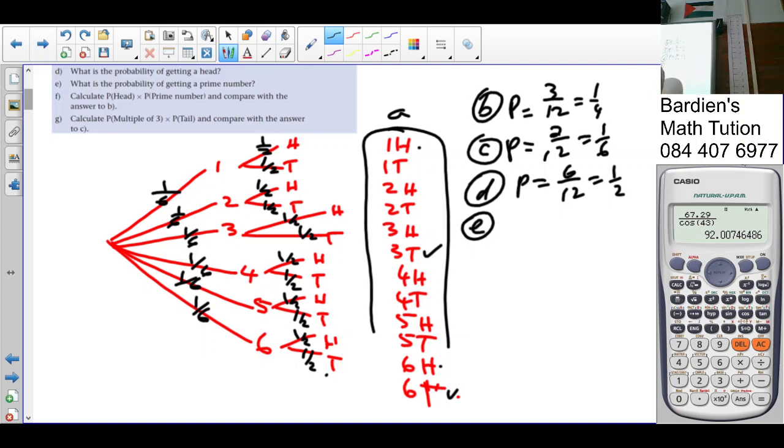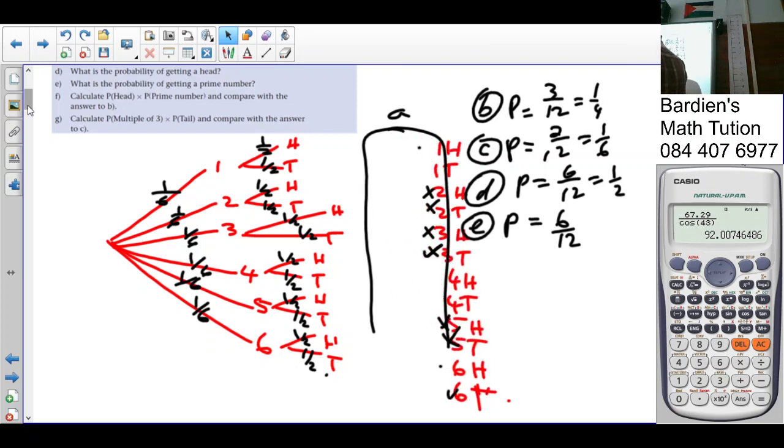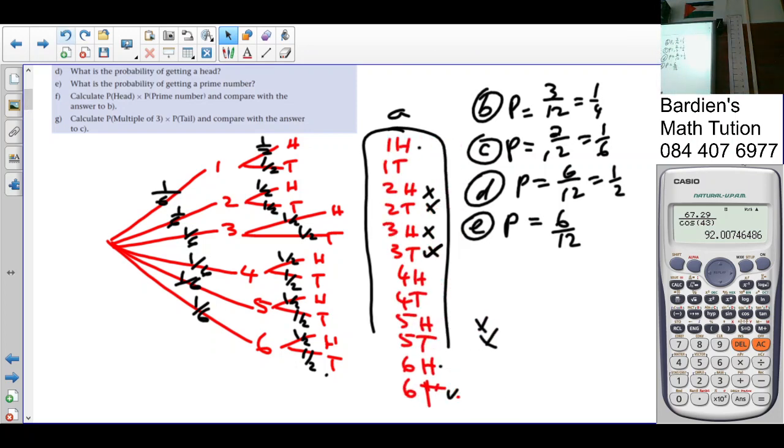E. What's the probability of getting a prime number? Prime numbers are 2, 3, 4... so it's 1, 2, 3, 4, 5, 6. There are 6 prime numbers. 6 out of 12. You see, they didn't specify prime and tails or prime and heads. So you look in totality, all the prime numbers. Unless there's a further condition that needs to be met for us then to eliminate the other values there. Do you all understand? It's E.